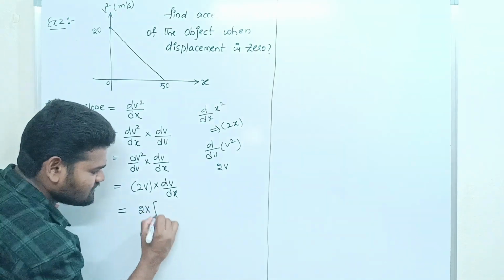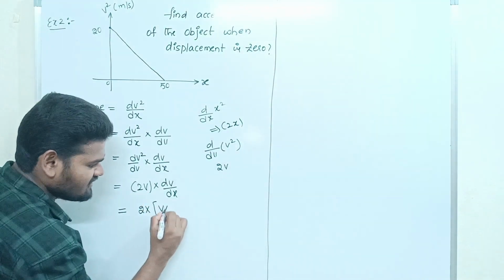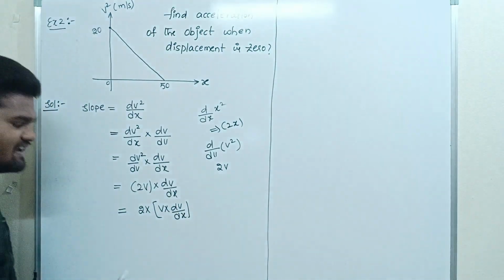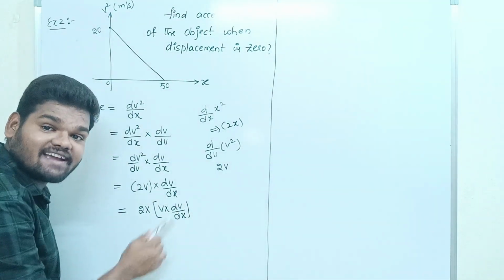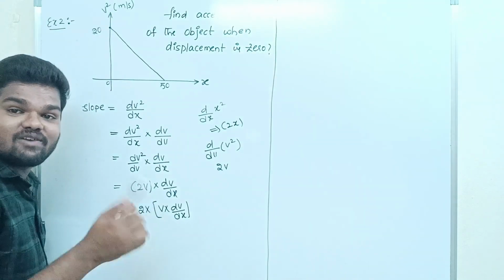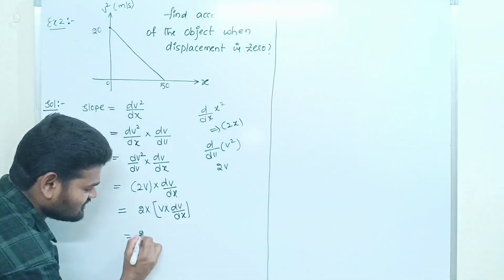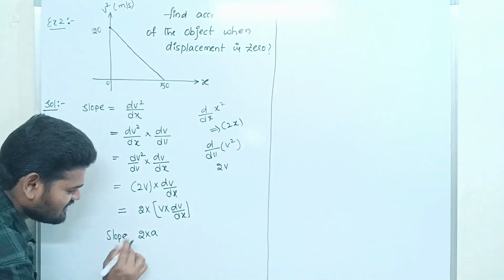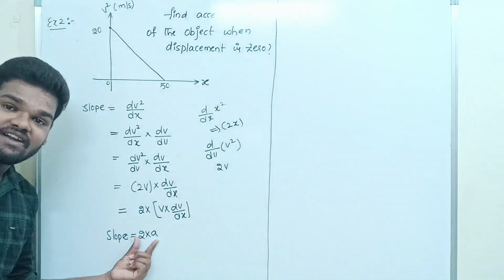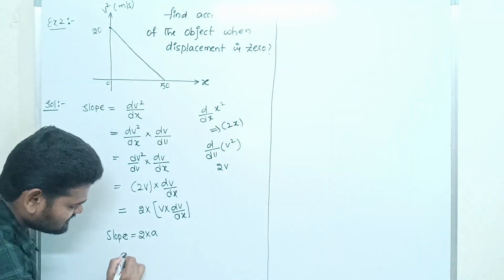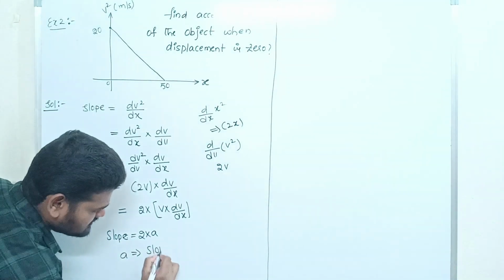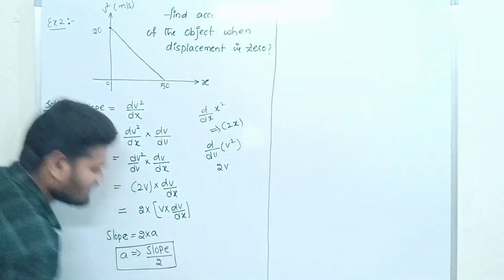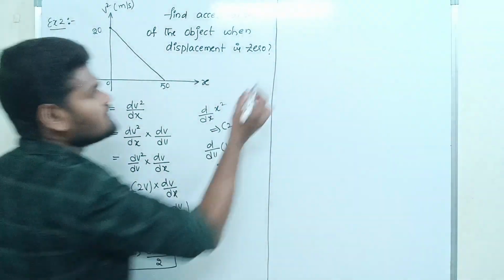So just take a look. I am just writing this equation as 2 into v into dv by dx. What is v into dv by dx? In the previous example, we solved v into dv by dx. What is that? Acceleration. So slope is equal to how much? 2 into acceleration. So from this, we get acceleration is equal to slope divided by 2. So we know how to find the slope.